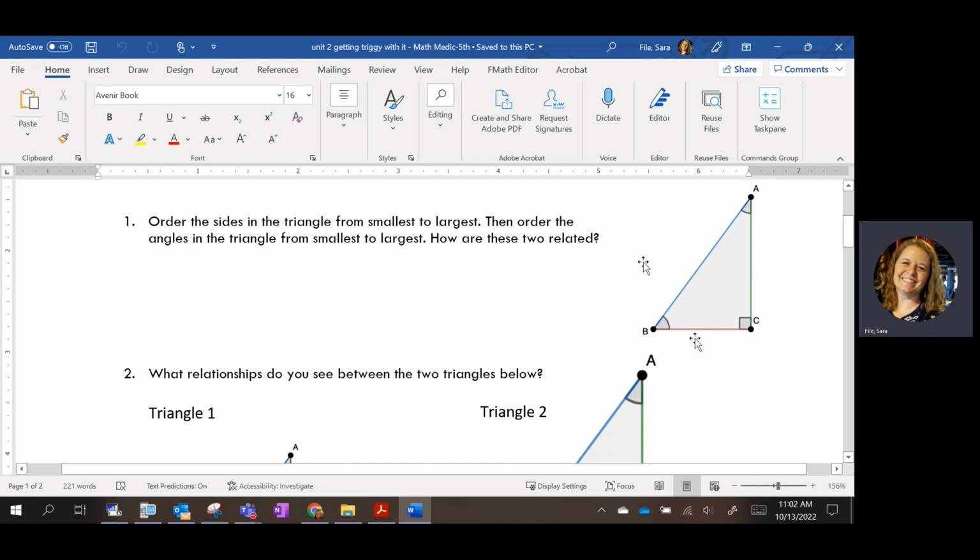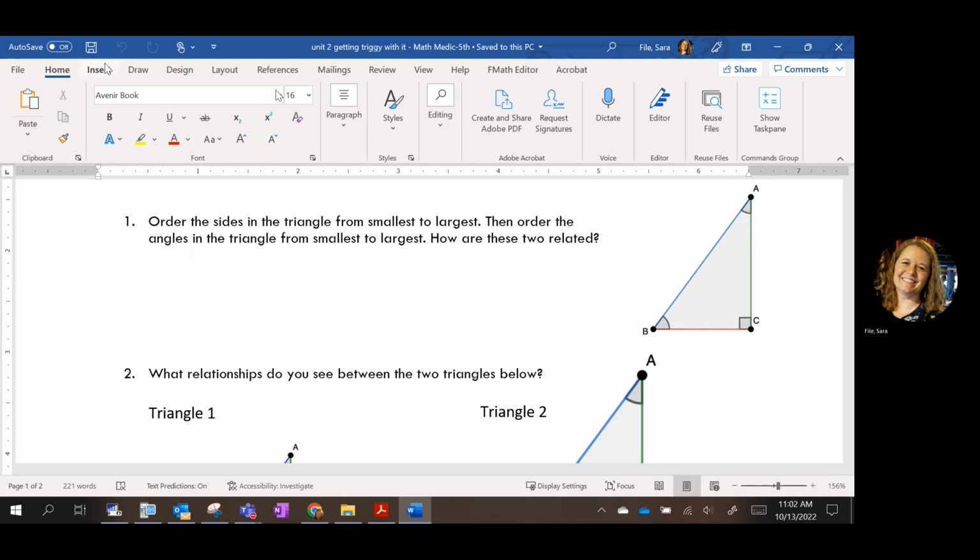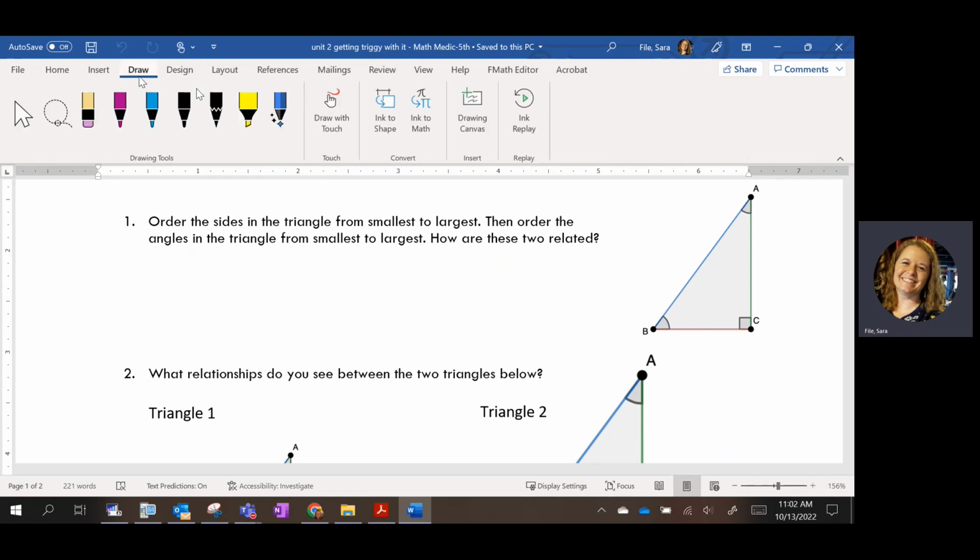So here, looking at this, what appears to be the smallest side? Side BC, the red side. Okay, so remember from geometry, you name sides with the endpoints. That's how you name a line segment.